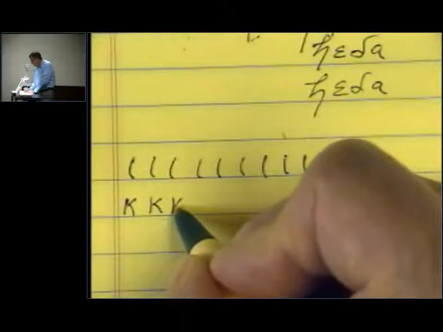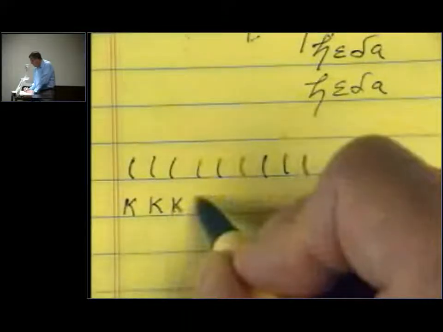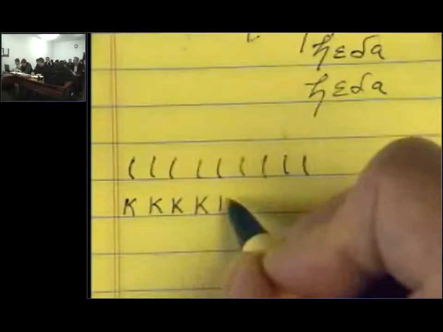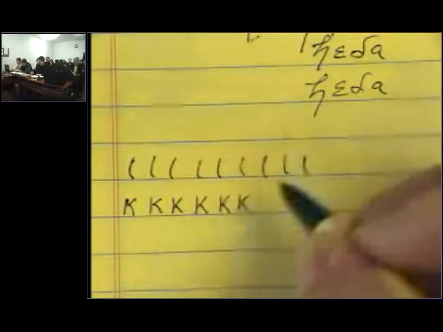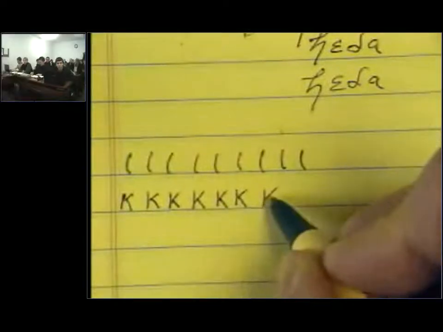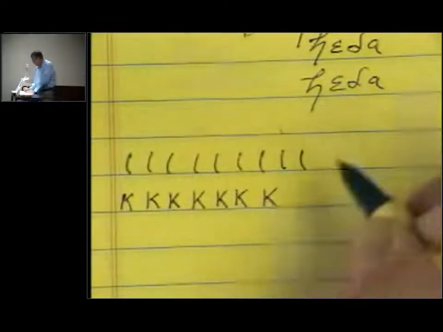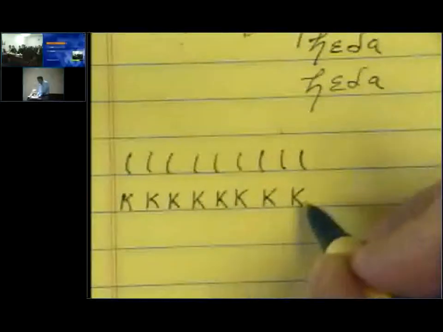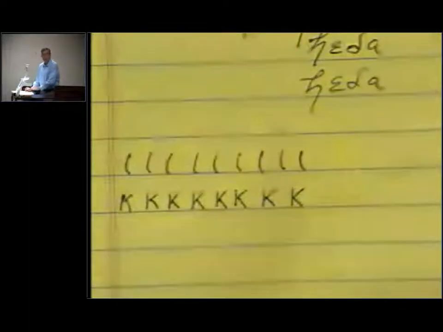This is like our K in English. Straight line down, and then one here and one here. Okay, straight line down. One line in, one line out. Here and here. All right, everybody.